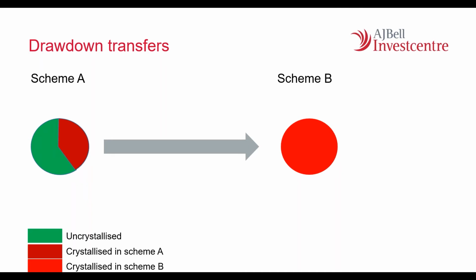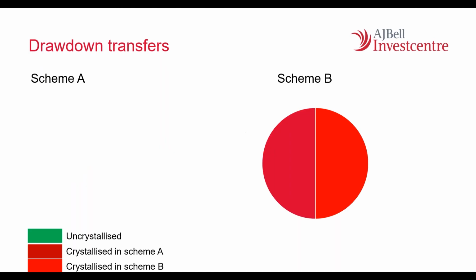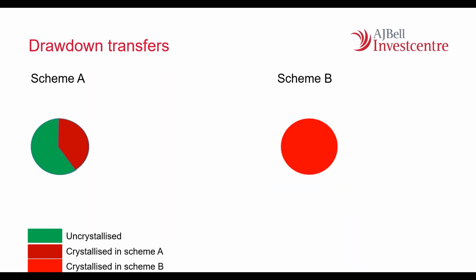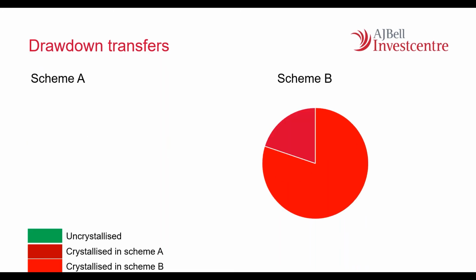So on the first example here, this would be if you crystallised everything into the arrangement originally crystallised under scheme A. So they're looking sort of half and half, something like that. The alternative would be if you crystallised into the arrangement that was originally crystallised under scheme B, and then you'd end up with something that looks like that.